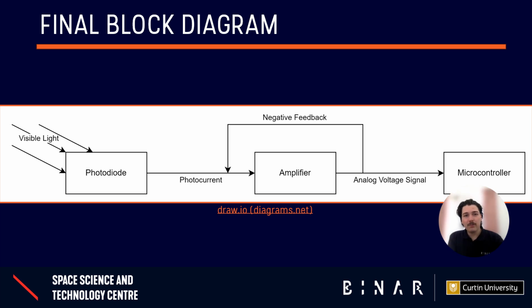So now, once we've chosen all our blocks, we can put them together into our final block diagram. The block diagram clearly shows the flow of visible light to photocurrent, which is then amplified by the amplifier and converted into an analog voltage, which our microcontroller can read on an analog to digital converter pin.